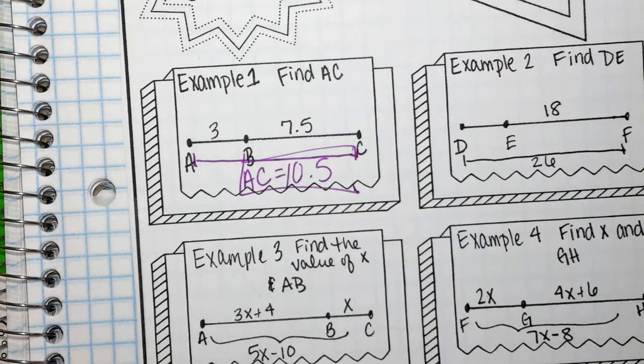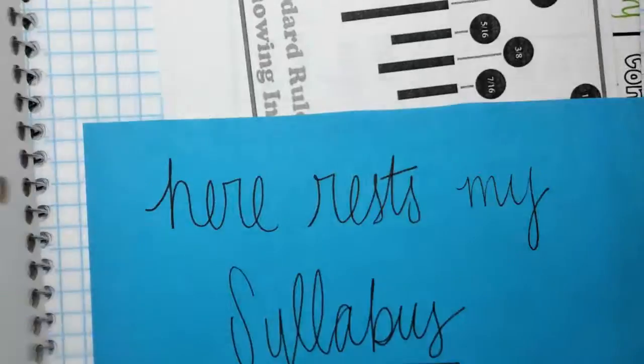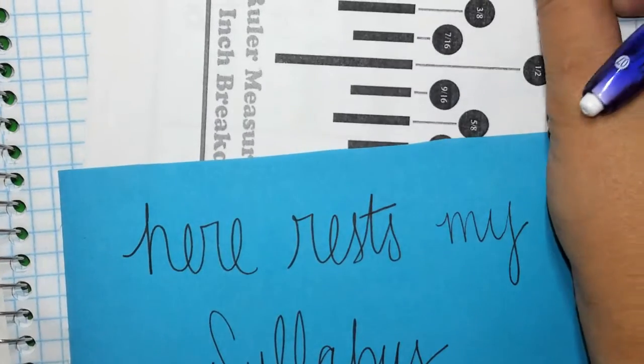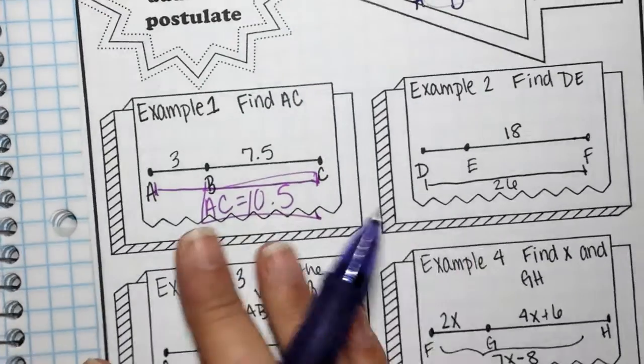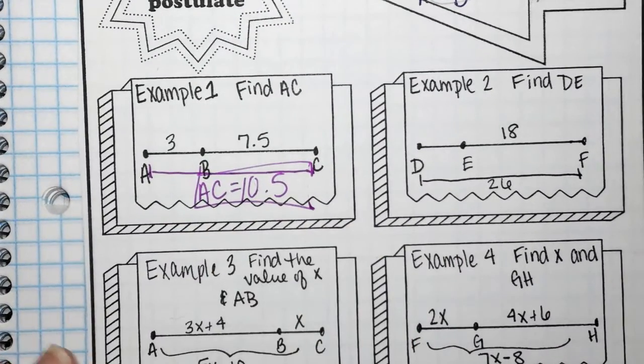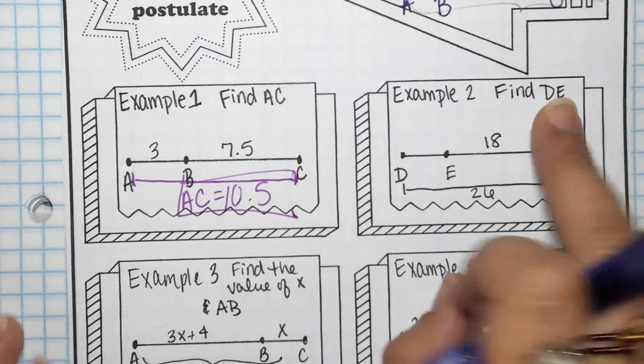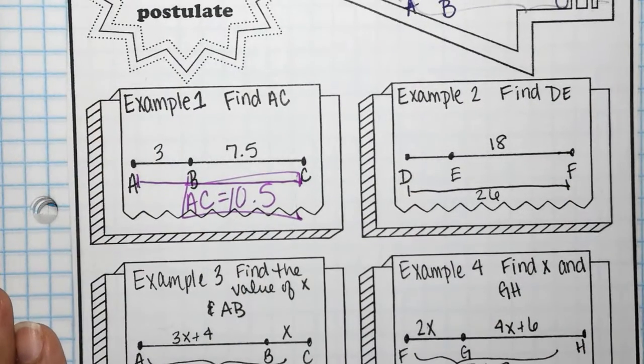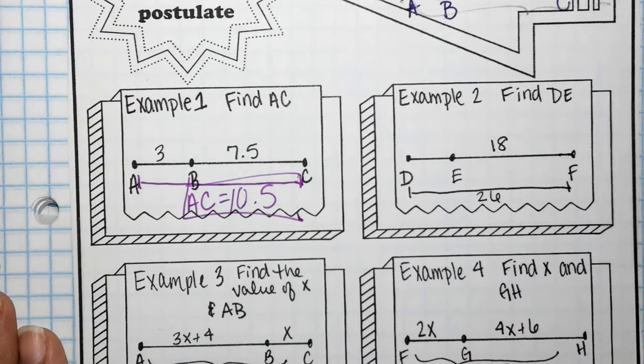Now, did I say measure or did I say find? I said find. If I said measure, then we would get out that little sheet and we would get out a ruler and we would measure it. But right now we're finding. Now, for example 2, does anybody have any questions on example 1? Before we go any further.